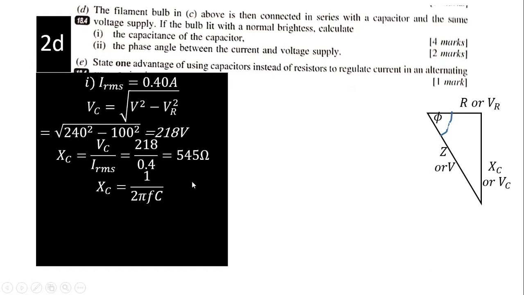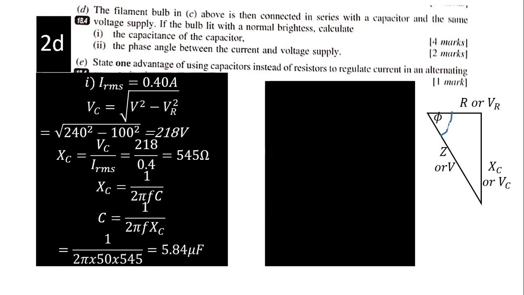Then calculate your capacitance. Frequency is given as 50 Hz. Refer to your note earlier. XC is this one. Put it in there and calculate. Phase angle: whatever you want to use, I use sine. So it's VC over V. VC is 218, V is 240. Refer to your question A.